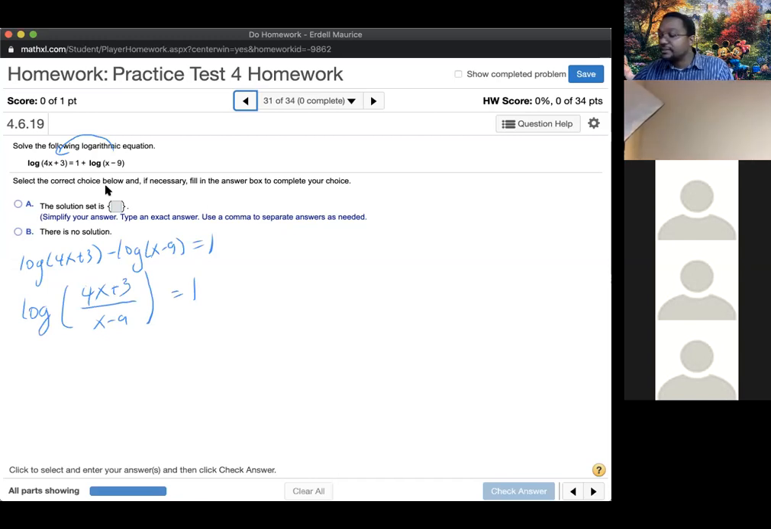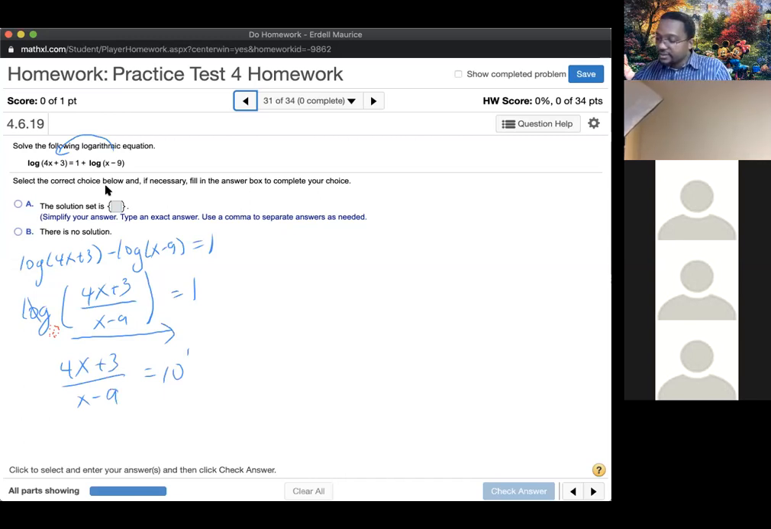Now, convert to exponential form. So I got to drop the log and take the base. Wait a minute. What's the base? It's not a rhetorical question, people. What's the base? 10. The base is 10. So you get your little red marker out and you put an imaginary 10 to remind yourself that there's a 10 right here. Drop the log, take the base over. (4x plus 3) divided by (x minus 9) is equal to 10 to the 1 power. 10 to the 1 power is 10.